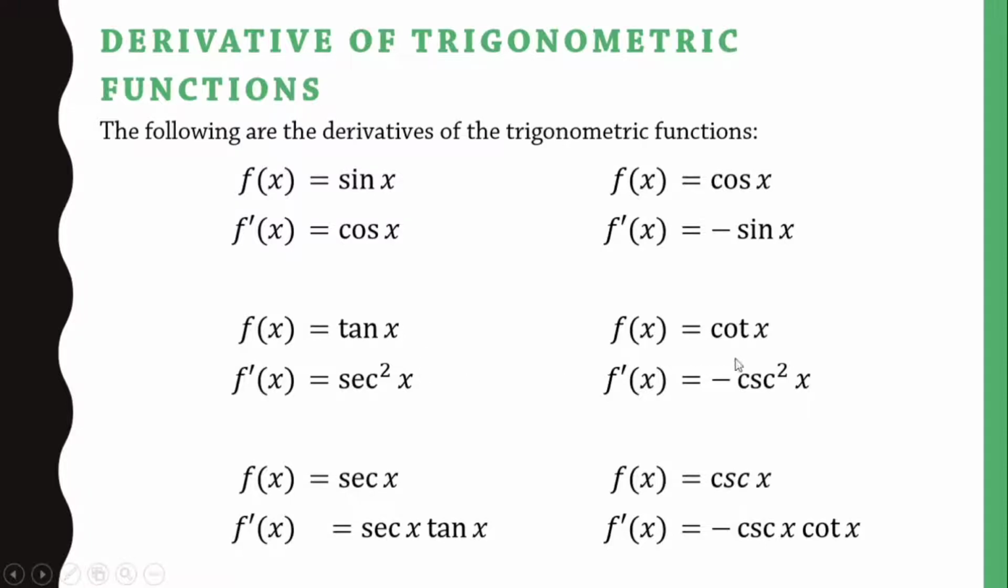The derivative of cotangent x is negative cosecant squared x. The derivative of secant x is secant x tangent x. And the derivative of cosecant x is negative cosecant x cotangent x. Now, given the derivatives of these trigonometric functions, let us have some examples.